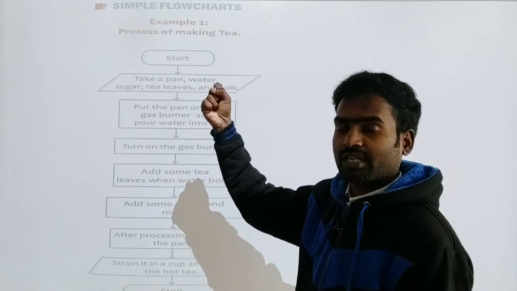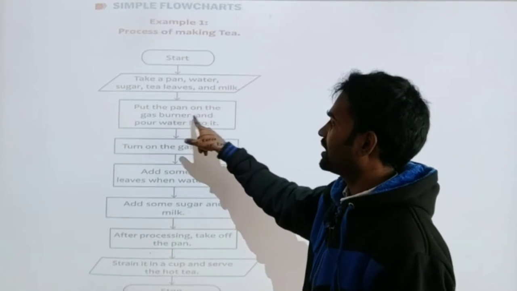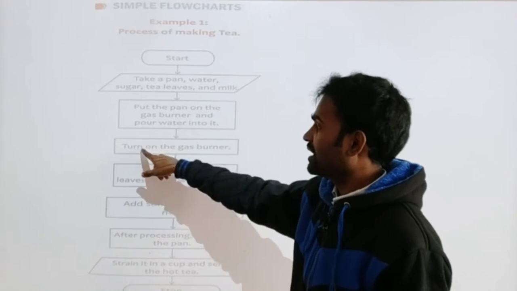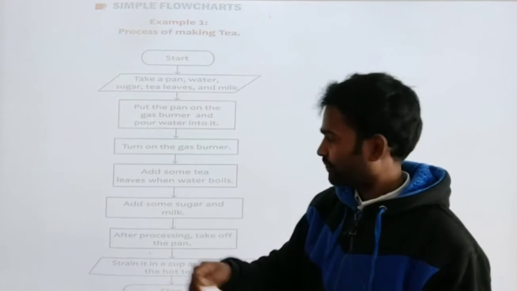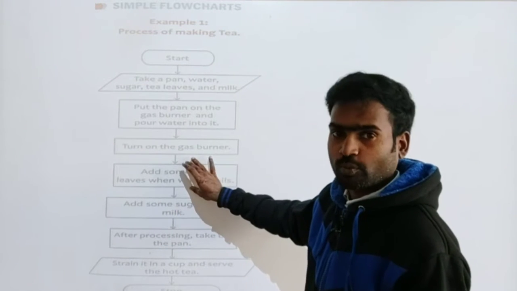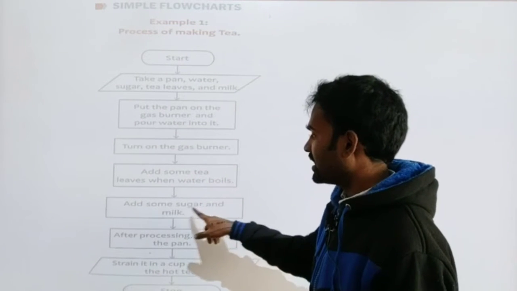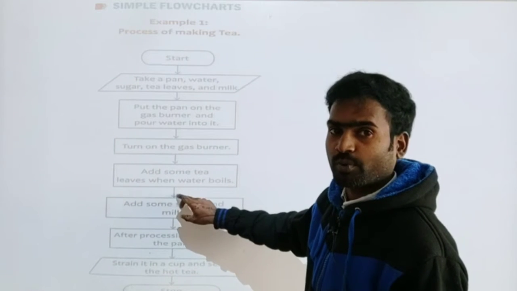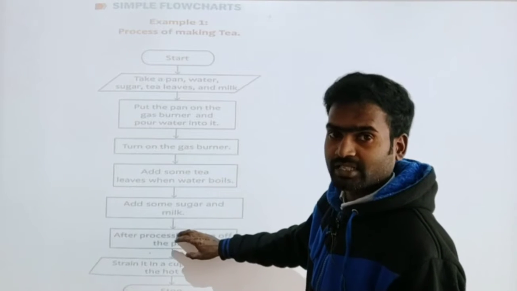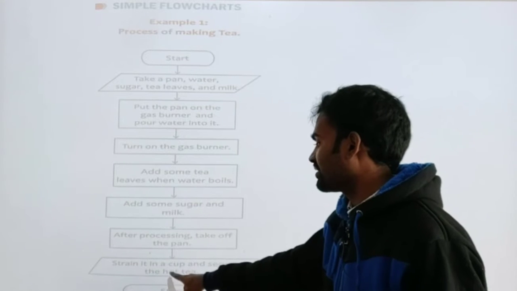After taking input, what do they do? They process. This is a process box: put the pan on the gas burner and pour water into it. Again another process: turn on the gas burner. Afterwards, add some tea leaves when the water boils. It's a process box. Then add some sugar and milk, again a process box. After processing, take off the pan. Again it's another process. And strain into the cup and serve the hot tea.